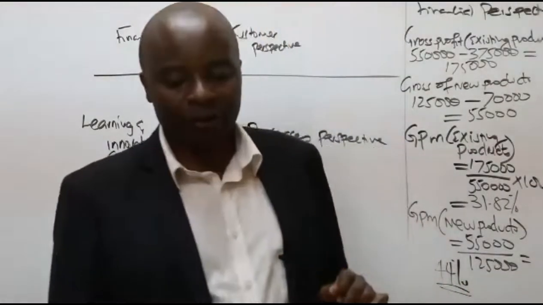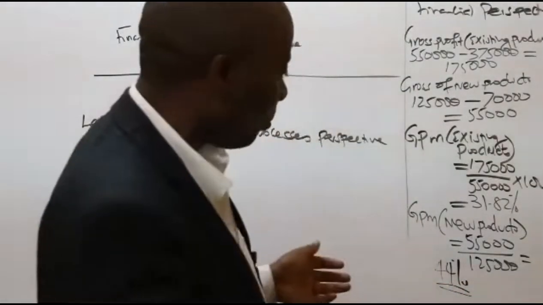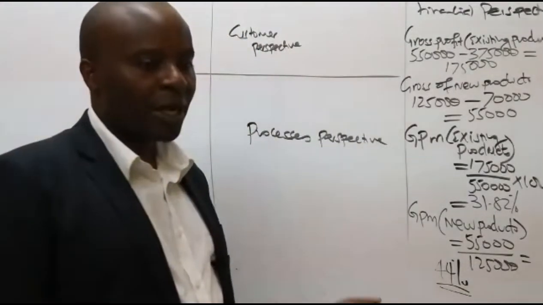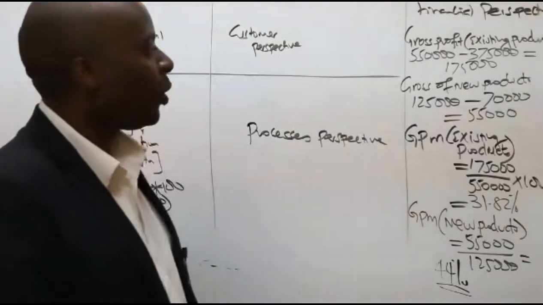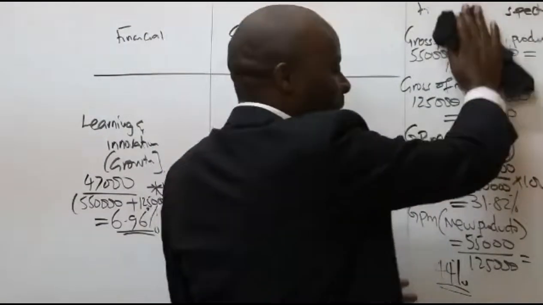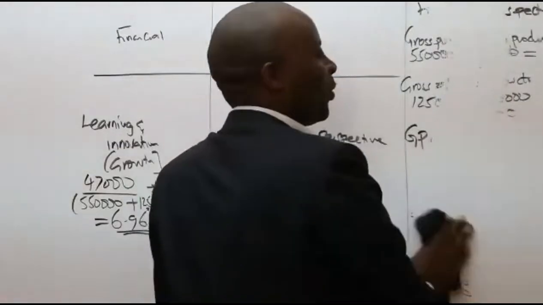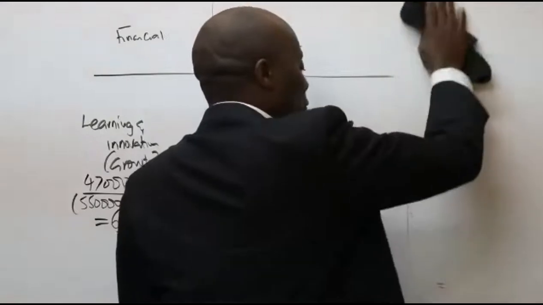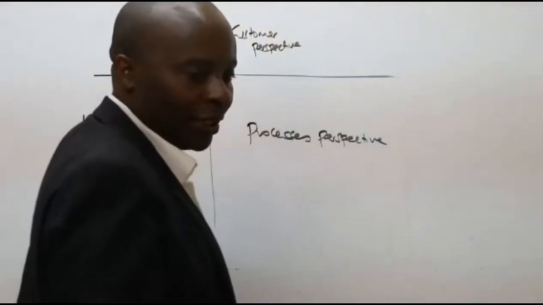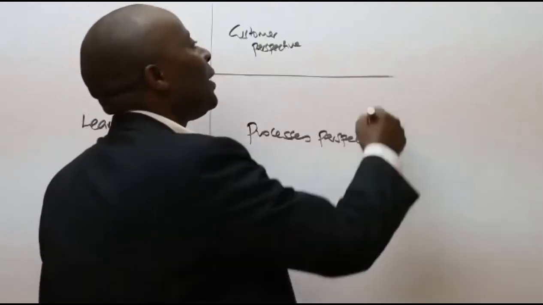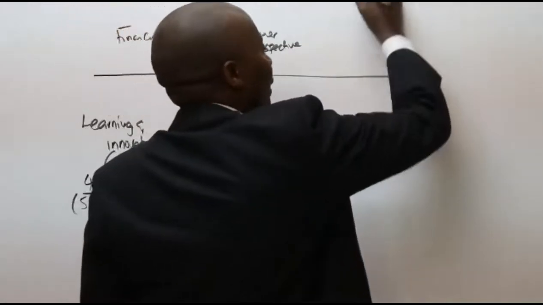Great. Thank you very much. Now here I can see in terms of GPM, the new product is doing very well. Now, remember, I'm not supposed to do any comments. The question is very clear. They only wanted us to calculate the metrics which you could use in the various perspectives of the balance scorecard. So how about the internal processes perspective?